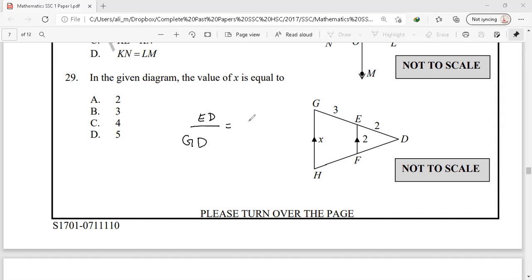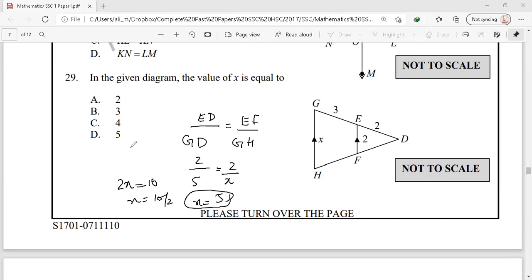GD equals EF over GH. So substituting their values, ED is 2 while GD is 5, and EF is 2 while GH is x. So from that equation, we can find the value of x, that would be 2x equals 10, and x would be equal to 10 over 2, and x will become 5. So the correct option in question number 29 is option D.